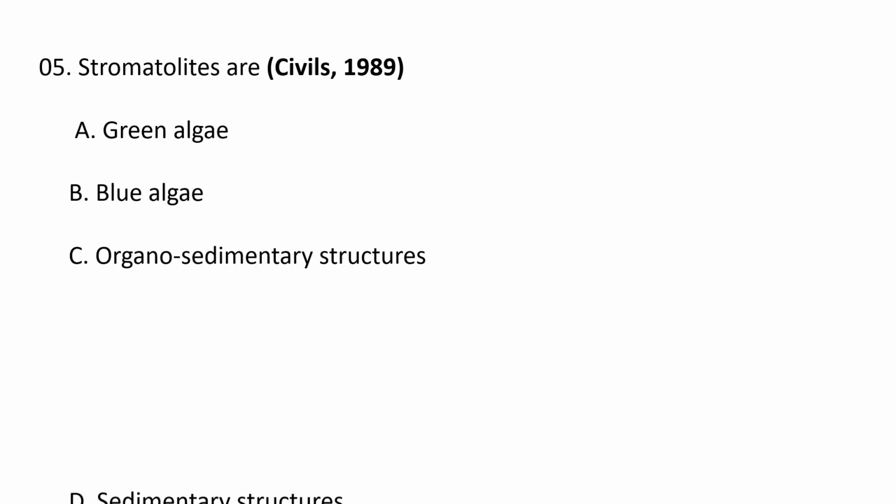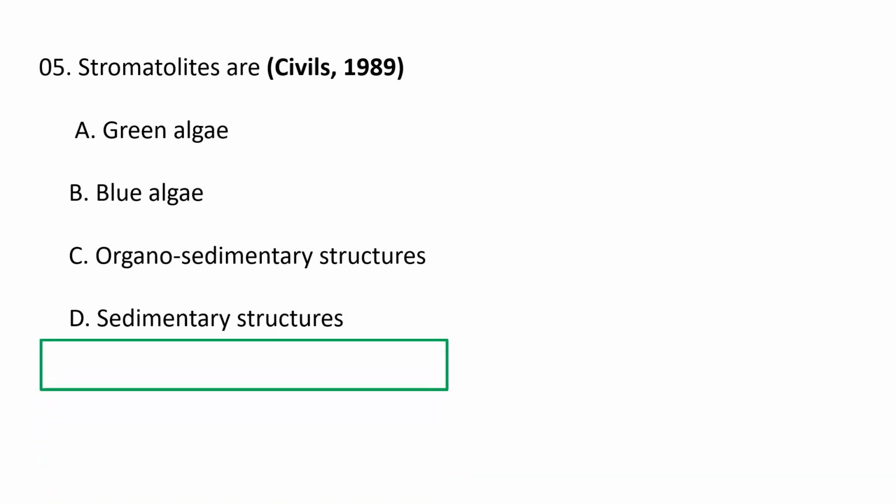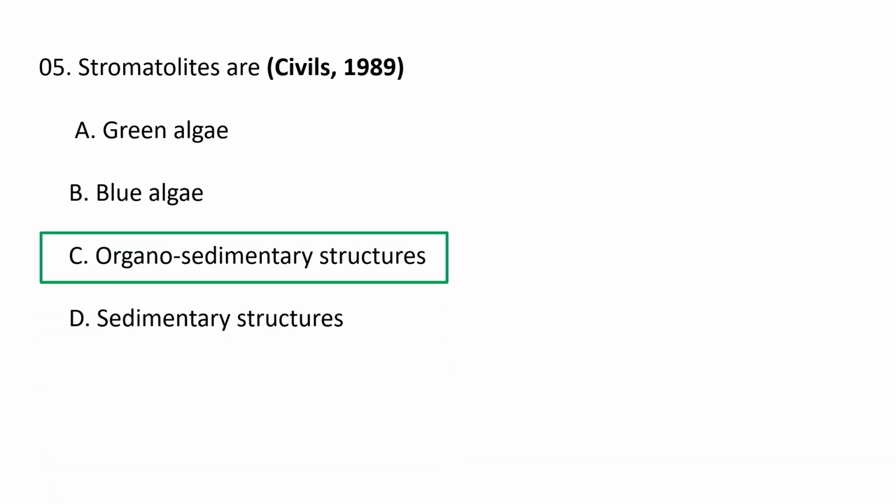Next question. Stromatolites are A. Green algae, B. Blue algae, C. Organosedimentary structures, D. Sedimentary structures. Stromatolites are organosedimentary structures. A stromatolite is an accretionary organosedimentary structure, commonly thinly layered, megascopic and calcareous. This is produced by the activities of mat-building communities of microorganisms and coccoid photoautotrophic cyanobacteria. So, stromatolites are organosedimentary structures. C is the correct answer.